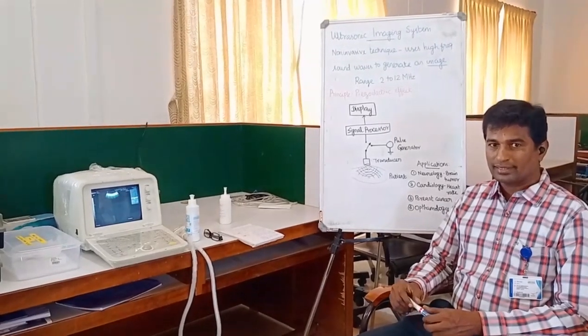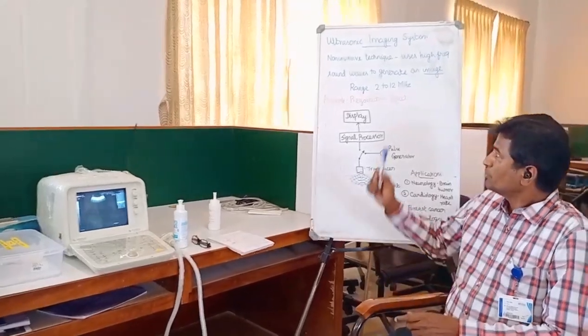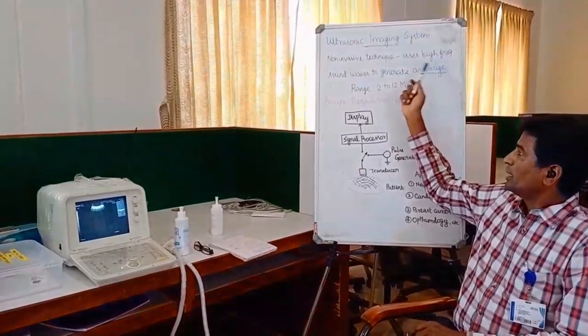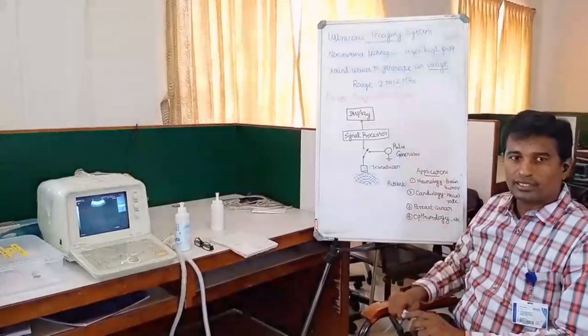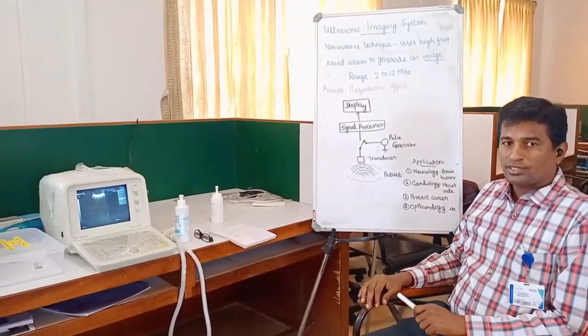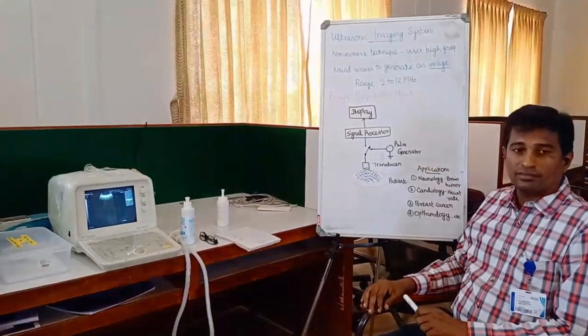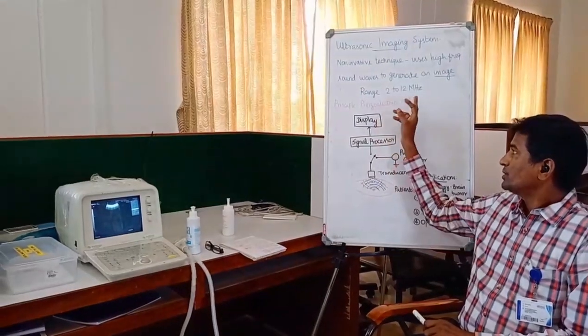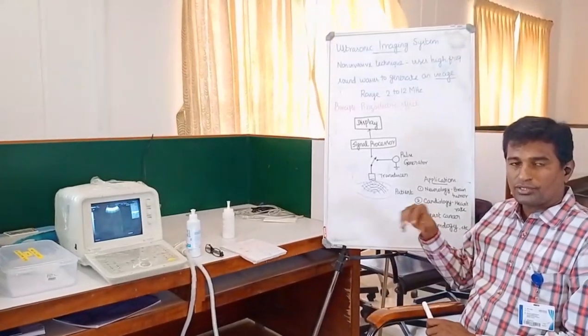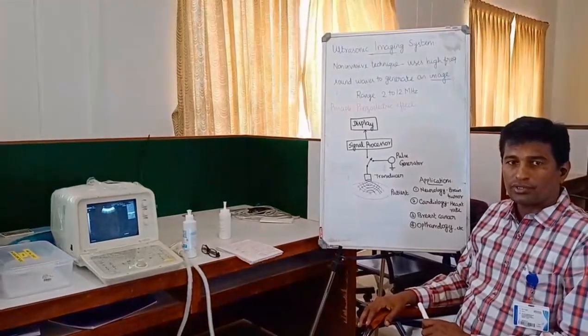Now we will discuss the ultrasonic imaging system. The ultrasonic imaging system is a non-invasive technique that uses high frequency sound waves to generate an image. Frequency above the audible range is classified as ultrasonic frequency. Particularly for biomedical applications, it uses the range from 2 to 12 megahertz. And the transducer used is a piezoelectric transducer, which works by the principle of the piezoelectric effect.